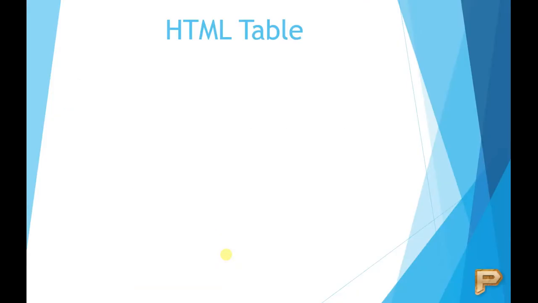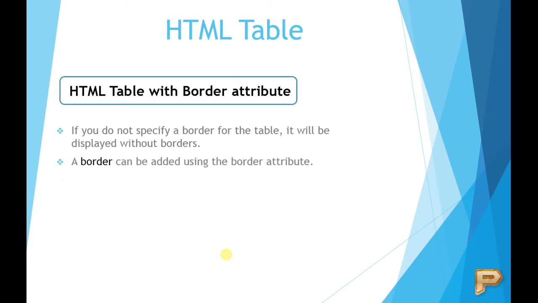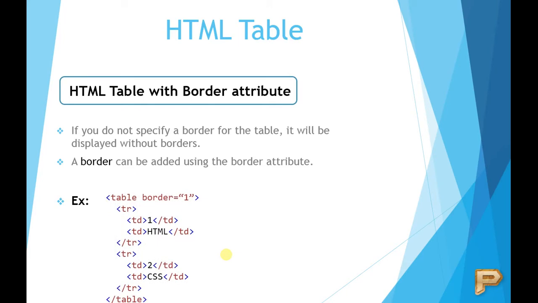Let's go further, learners. HTML table with border attribute. If you do not specify a border for the table, it will be displayed without borders. A border can be added using the border attribute. Now this is an example. So just one thing that we have to do, we have to just add this border.